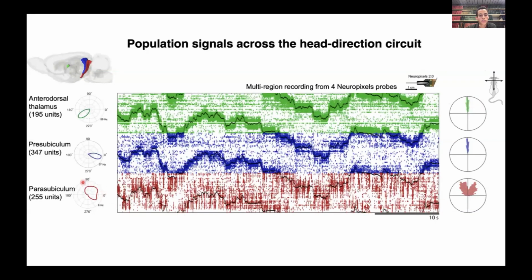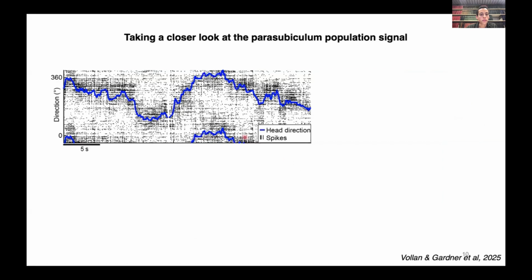So if we had just looked at the tuning curves, we may have said that, okay, these neurons are just noisy. But when we see this bimodal distribution in the decoded direction, it could be that these neurons are actually coding for something else. And we'll take a closer look at these parasubiculum cells again.